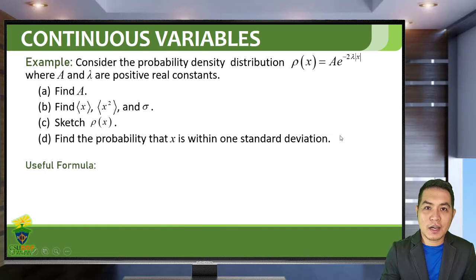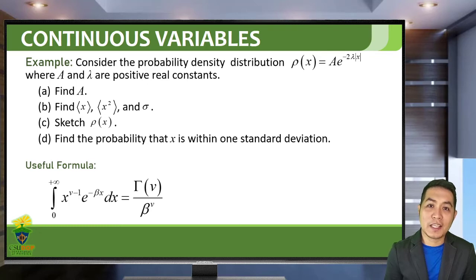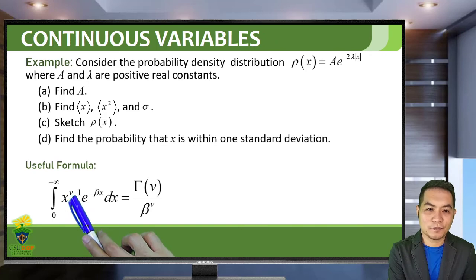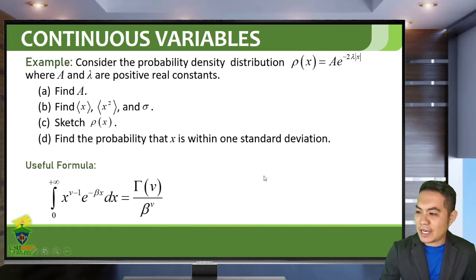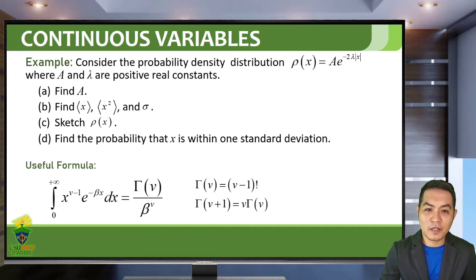For this example, we can use this useful formula. If you encounter an integral of this form, where v is an integer, then the evaluation of this integral is just gamma of v over beta, which is just a constant to the power of v. The gamma function is related to the factorial function. Gamma of v is actually v minus 1 factorial. So if you have gamma of 3, then that is 3 minus 1, or 2 factorial. And gamma of v plus 1 is v gamma of v.